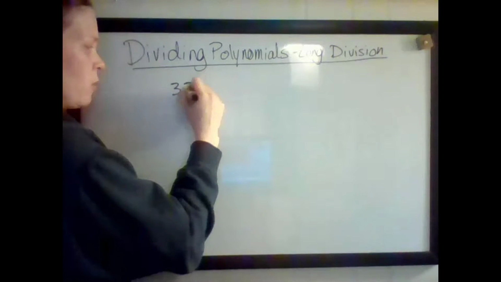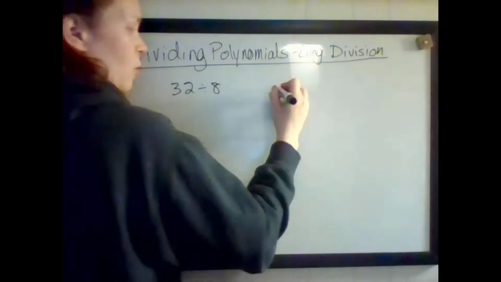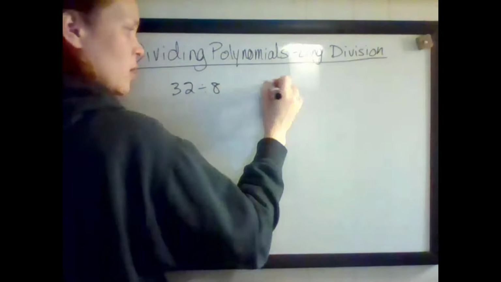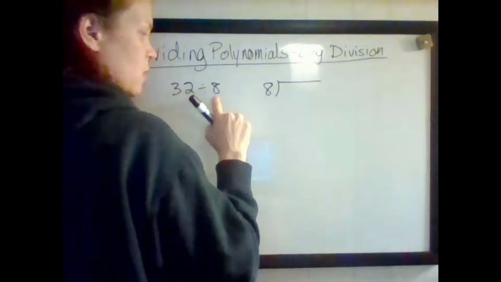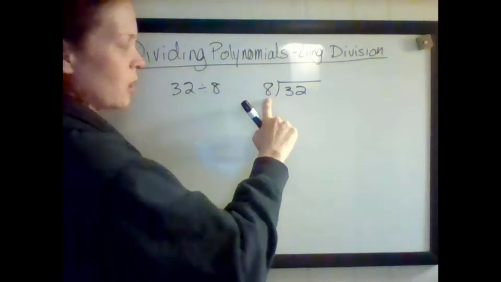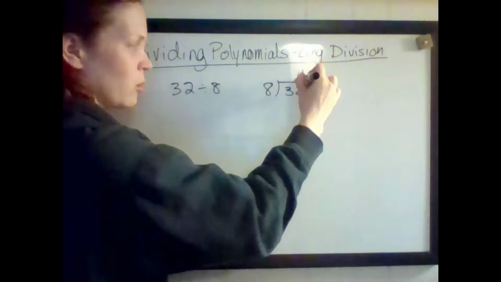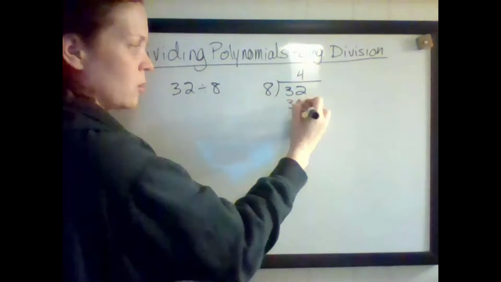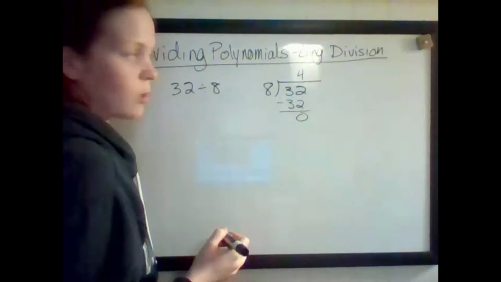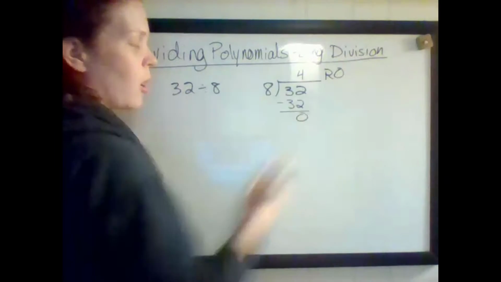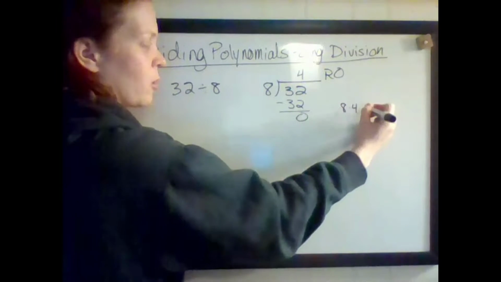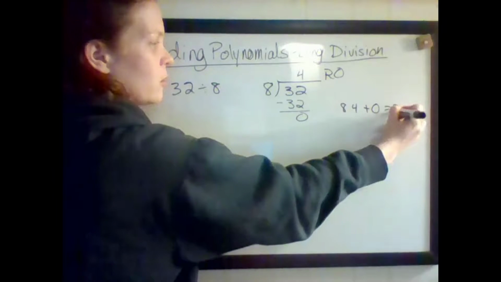So if we were to do something like 32 divided by 8. Hopefully you know that this is 4, but how we would set this up is 8, trying to see how many times does 8 go into 32. In this case, 8 goes into 32 4 times. 4 times 8 is 32. So we put that underneath and we subtract, and we get a remainder of 0. So we put a little R0, remainder 0. So notice this means 8 times 4 plus 0 is 32.